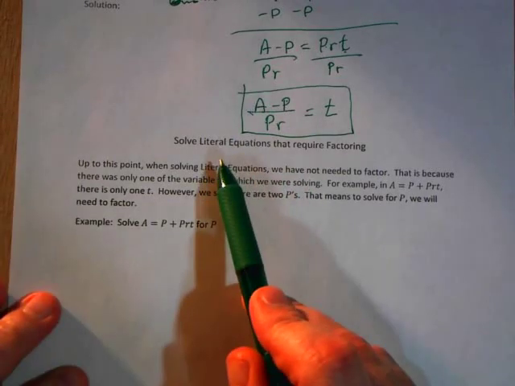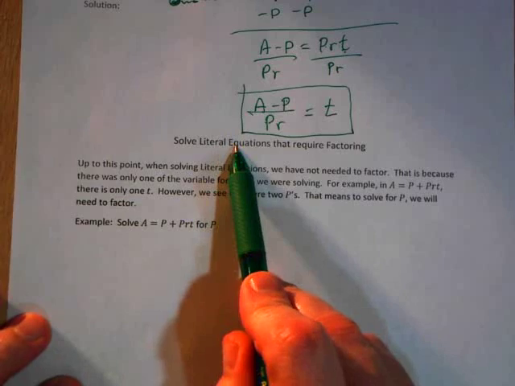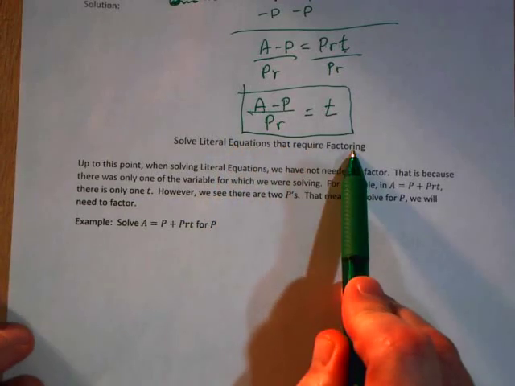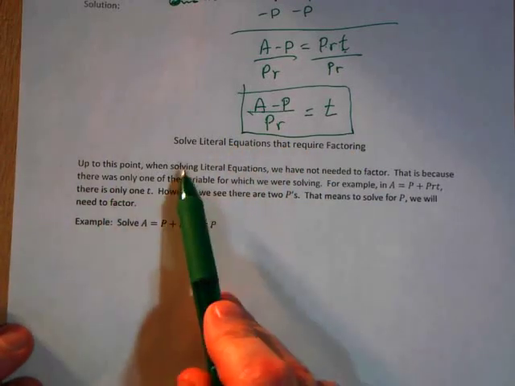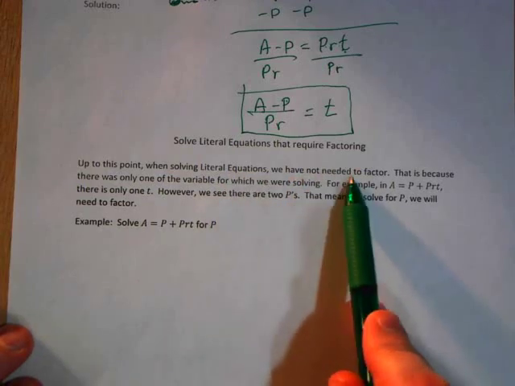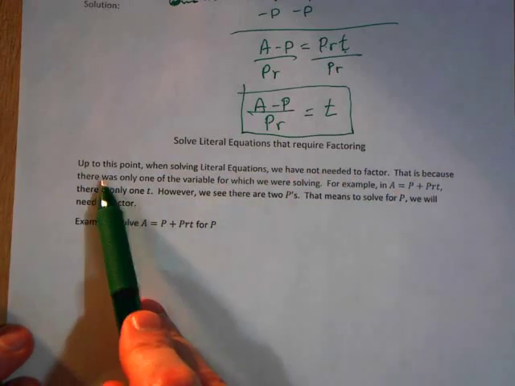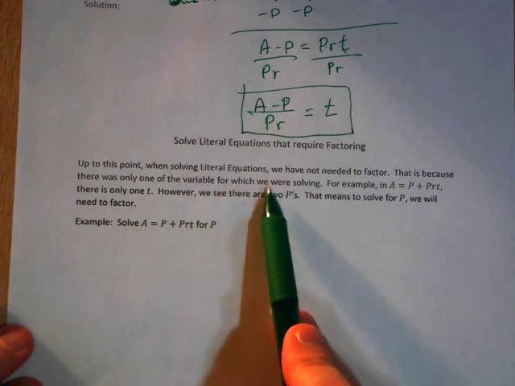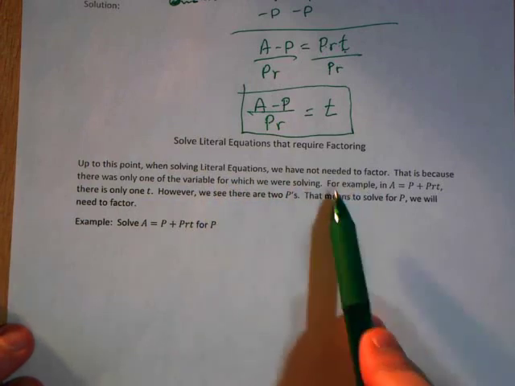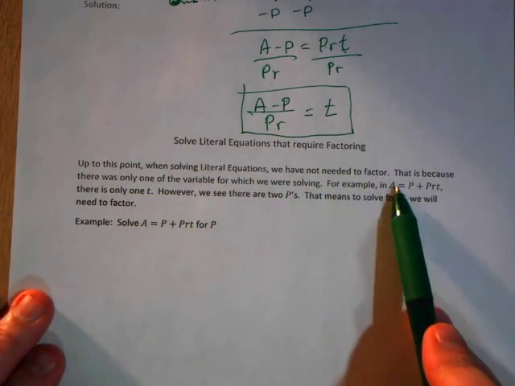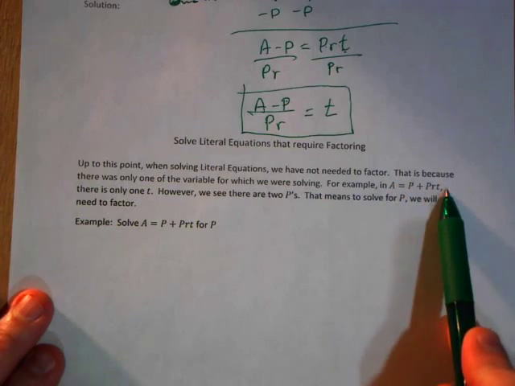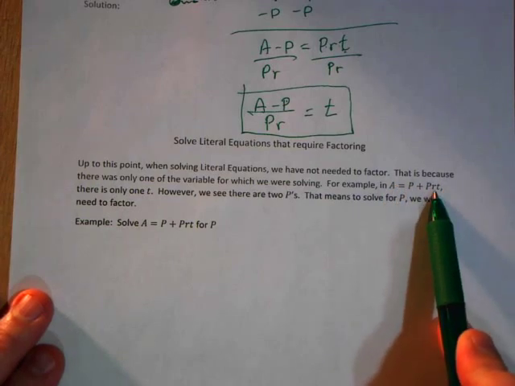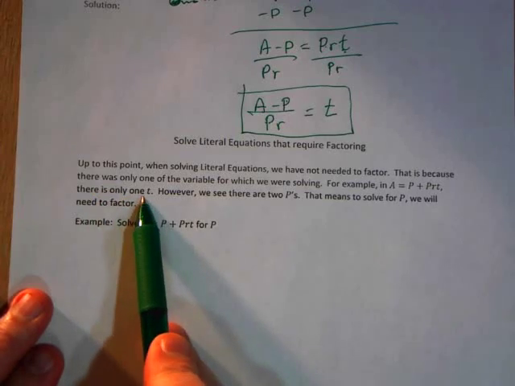Welcome back to literal equations. Literal equations that require factoring. Up to this point, when we have solved literal equations, we have not needed to factor. That is because there was only one of the variable for which we were solving. For example, the problem we just did, a equals p plus prt, I asked you to solve for t, and there was only one t.